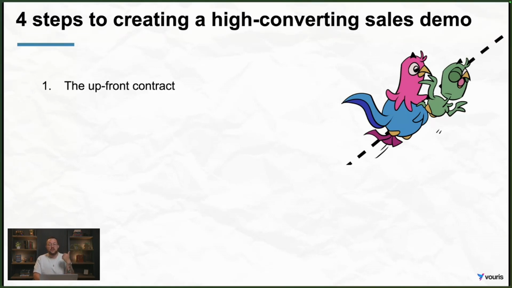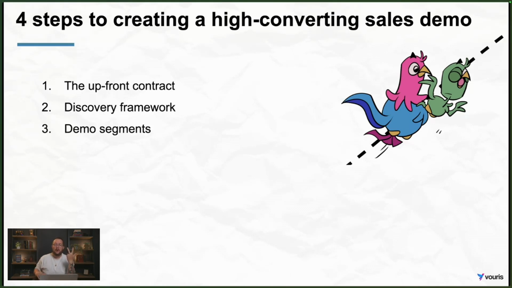All right. The first is what's called the upfront contract. If anyone's familiar with Sandler's sales training methodology, you will have heard of that before. The next is a discovery framework. So how you actually structure your discovery call. The third is demo segments. So this is demoing a product. This also works if you're walking through a service. And then finally, the close. So that's what we're going to go through here today. Now, you might do this all on one call. I'm sure a lot of you do these on separate calls. It still applies, okay? But this is the framework that we follow.